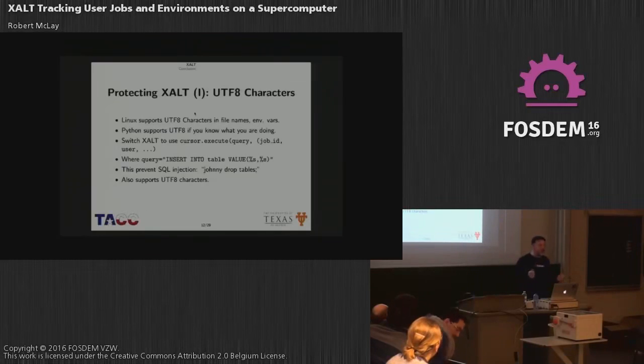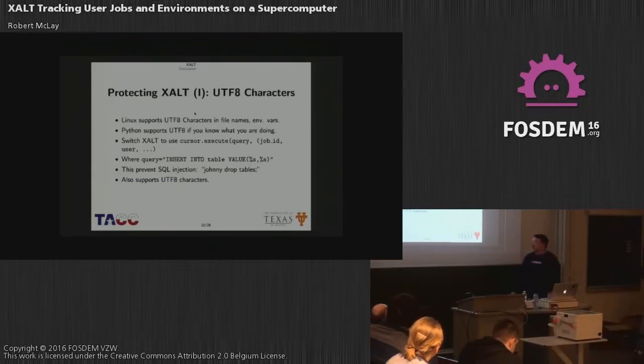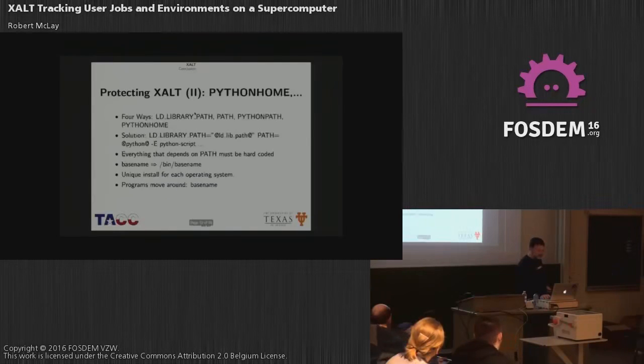But Unix supports UTF-8 directories, UTF-8 names, and the first time I discovered somebody named a directory with a tilde in it, it broke LMOD. I mean, not LMOD. It didn't break LMOD, it broke Xalt. And so I had to support UTF-8 characters. That took a while to sort out. And I've changed to use this query cursor execute style of putting in data, and this also prevents SQL injection, so I don't get in trouble if somebody names their program Johnny drop tables with a couple semicolons thrown in the right places. And it also supports UTF-8 characters.